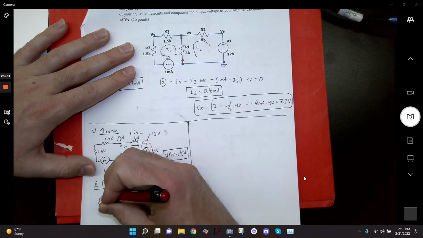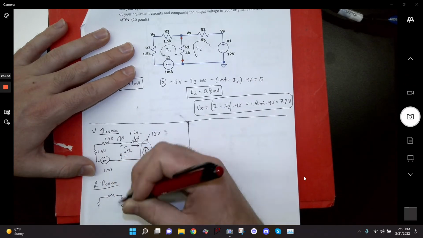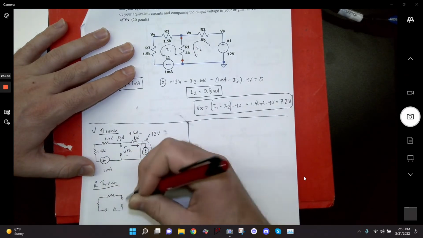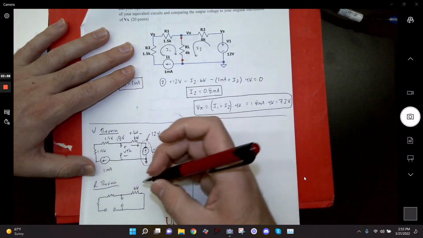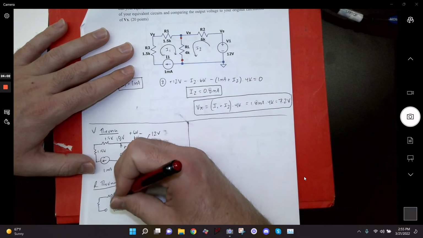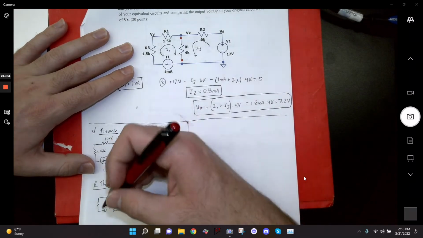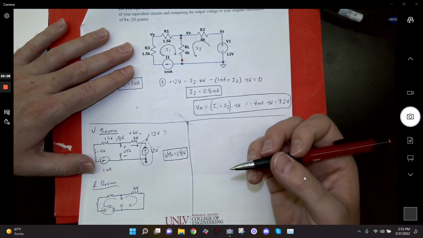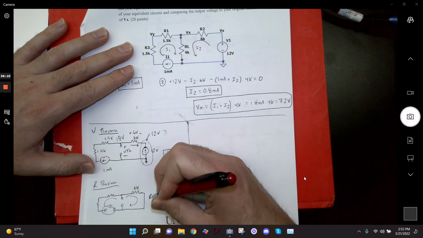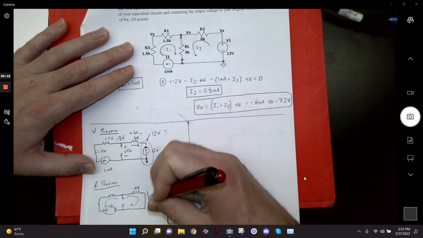I've got a resistor, my load. This is going to be open. And then I've got a 6K and a short. So right off the bat, you should notice that no current will flow in this part of the circuit because this is open. So all of it has to flow through that 6K, right? So that R Thevenin is going to be 6K.